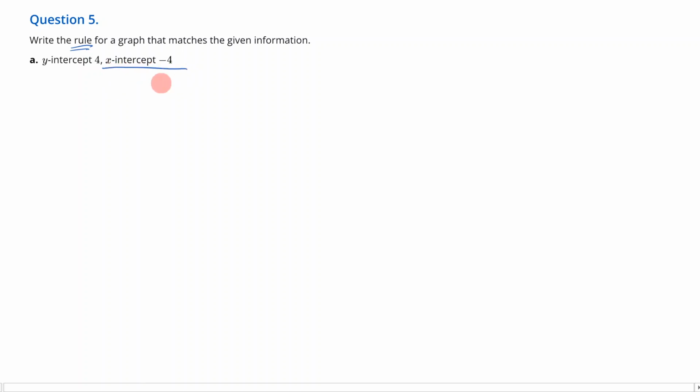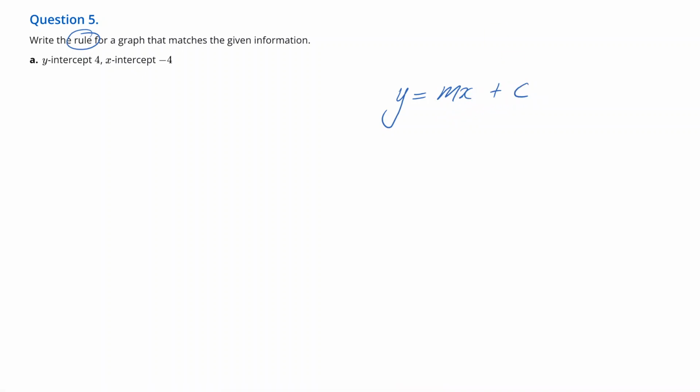Okay, let's take a step back. What are we after? What are we trying to figure out in this question? We're trying to write the rule. Well, let's write down what our rule looks like. I'm going to write that as y is equal to mx plus c. Now, let's stop here for a moment.